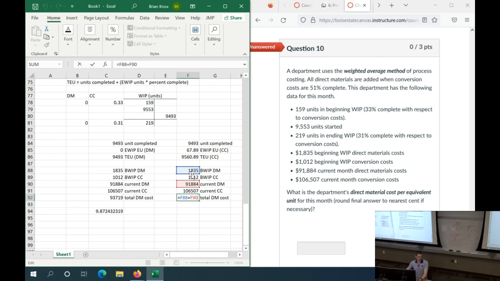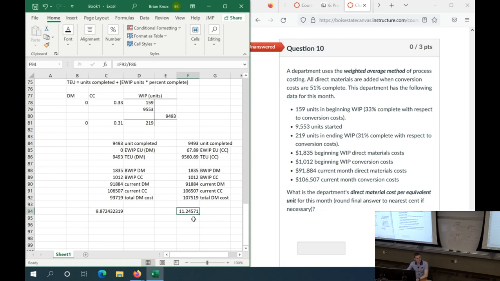Now we're in conversion cost land. We're trying to do a conversion cost rate. So we need to sum the total conversion costs, beginning WIP conversion costs and current period conversion costs, and get a numerator there. And then we take that and create a new rate. So that numerator 107,519 now over the denominator 9560.89 TEU gives us 1125, rounded. Does that work out okay?